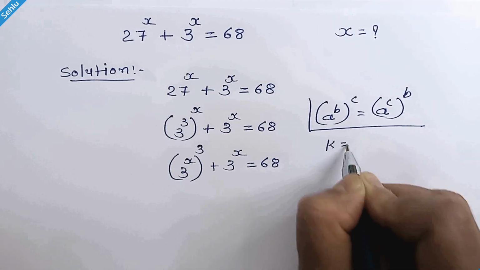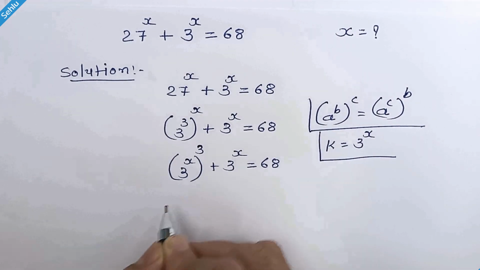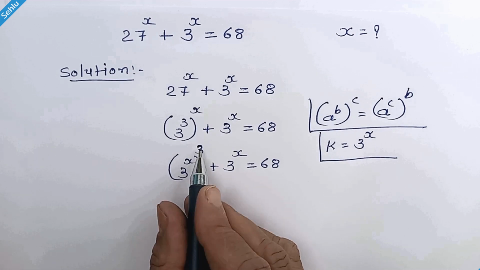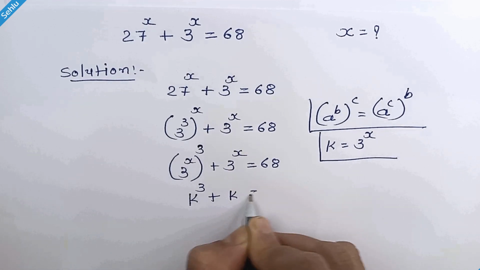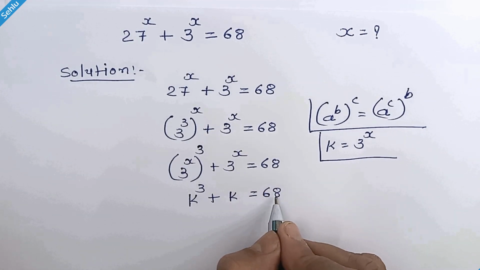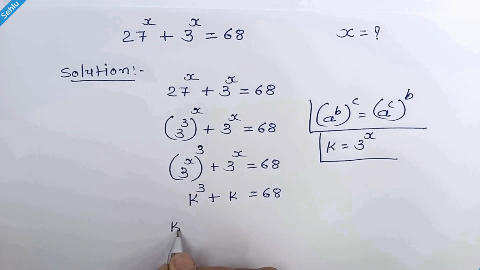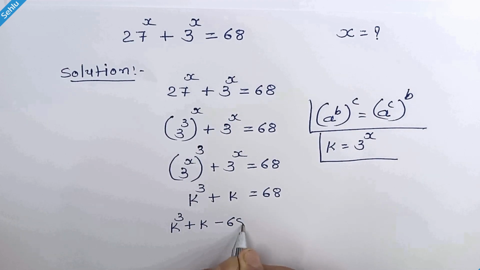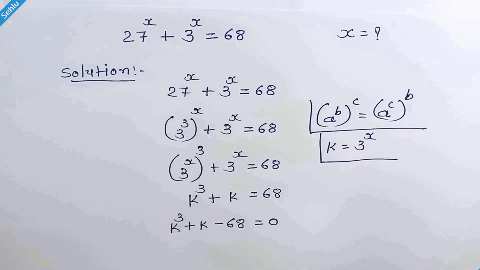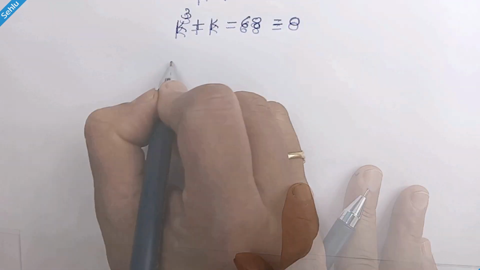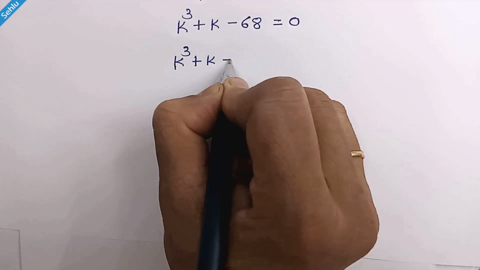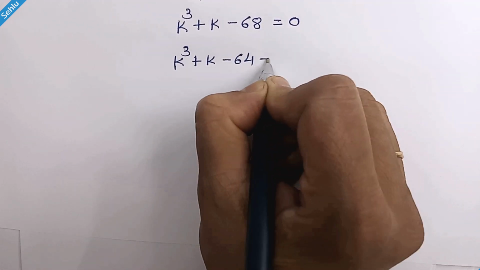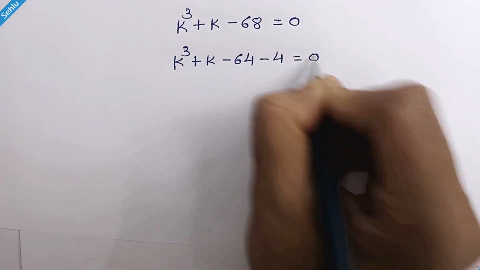Now let's take k in place of 3 raised to x. So here we have 3 raised to x cube, so it will be k cube plus k is equal to 68. Now let's move this 68 to left hand side. The equation will be k cube plus k minus 68 is equal to 0. Now negative 68 can be written as negative 64, negative 4, right?